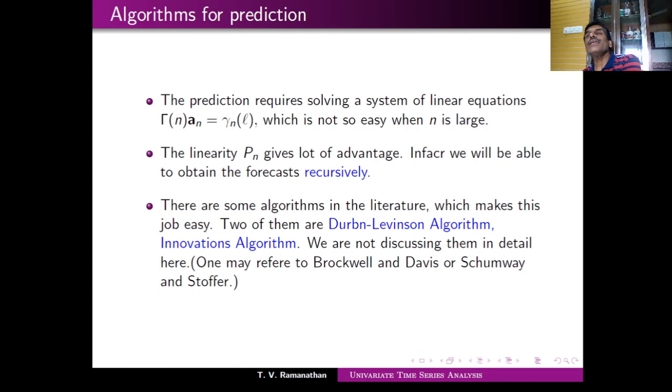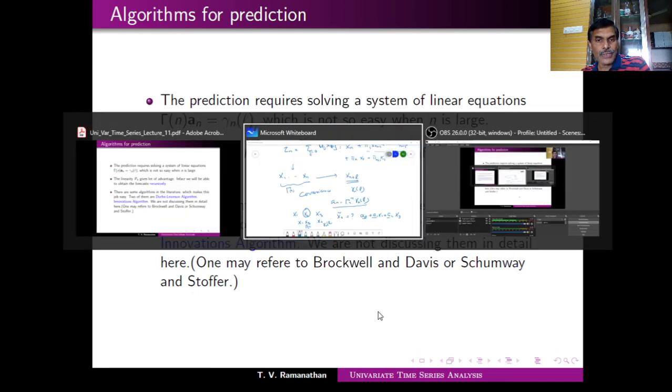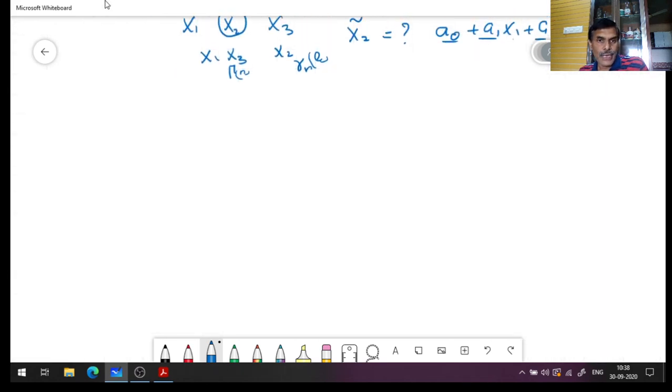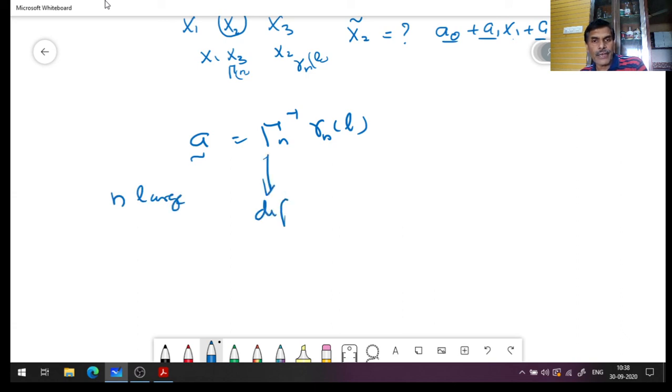So now the question here is, if n becomes larger, your gamma n is going to be very large. Because you need to find A, which is gamma n inverse and gamma n L, and if n is large, this computation will be difficult. So it is really difficult to find the inverse if n is large.